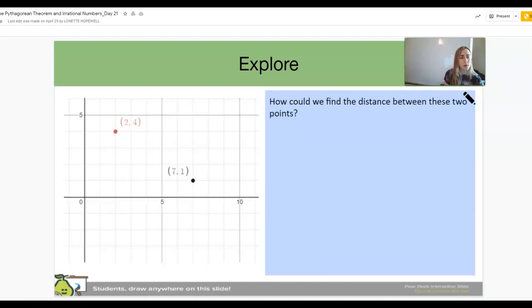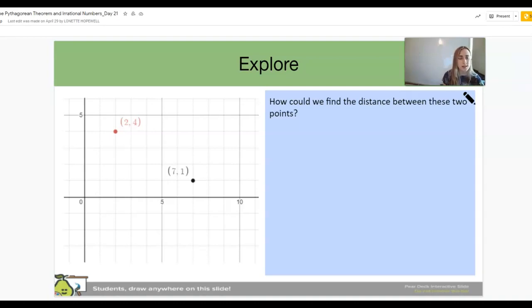On slide F, we're going to calculate the distance between these 2 coordinates or ordered pairs, but as an added layer, now we also need to describe how we can find the distance between these 2 points. So whatever steps you took on slides D and E to calculate the distance, you're going to describe them as clearly as possible here on slide F.